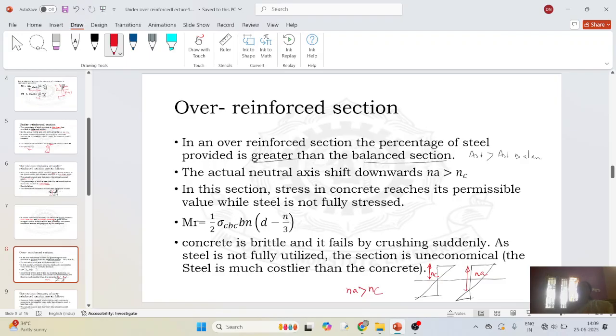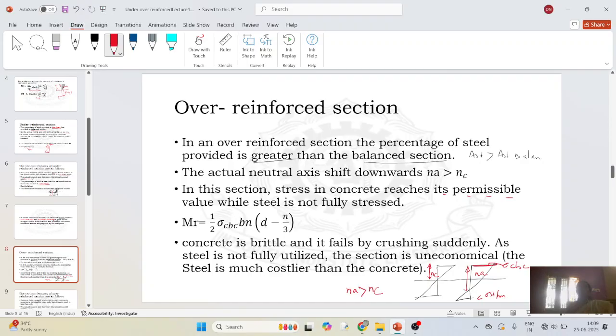In this case, maximum stress reaches in the concrete. This is the maximum stress, sigma cbc, reaching in the concrete, but in the steel it is lesser than sigma st by m. The steel is not stressed like the concrete. So in this section, stress in concrete reaches its permissible value while steel is not fully stressed.